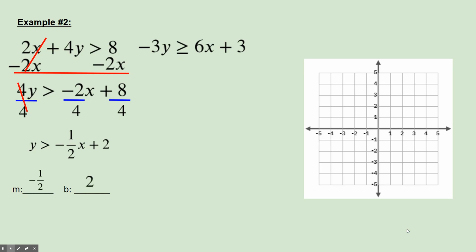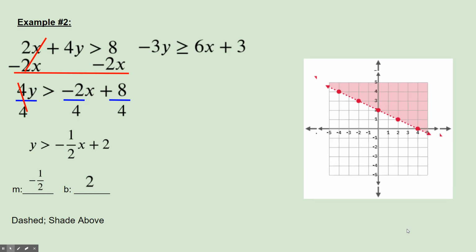Now, the symbol is a greater than symbol. If it's greater than, we are going to have a dashed line that's going to be shaded above, okay? So first we plot the y-intercept, and when the slope is -1/2, that's down 1 to the right 2. And we're going to continue going down 1 to the right 2, and we're also going to follow the pattern in the opposite direction, okay? So once you have your points plotted, this is going to be a dashed line. And we're going to shade above. Remember, shading above means we are shading up. So that is that shaded.